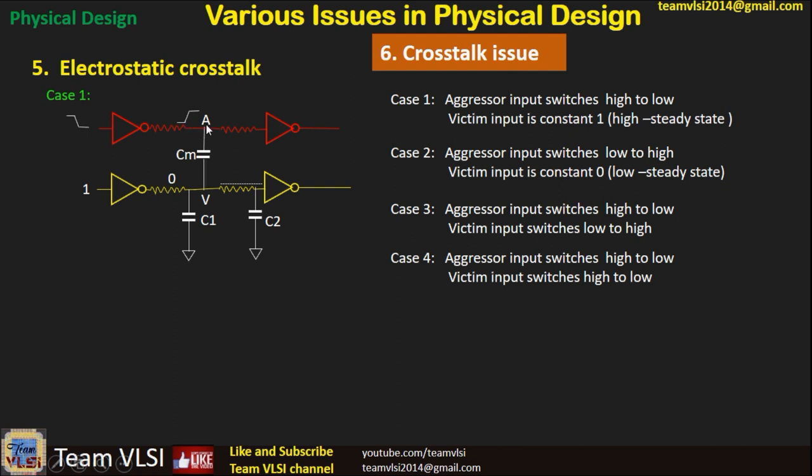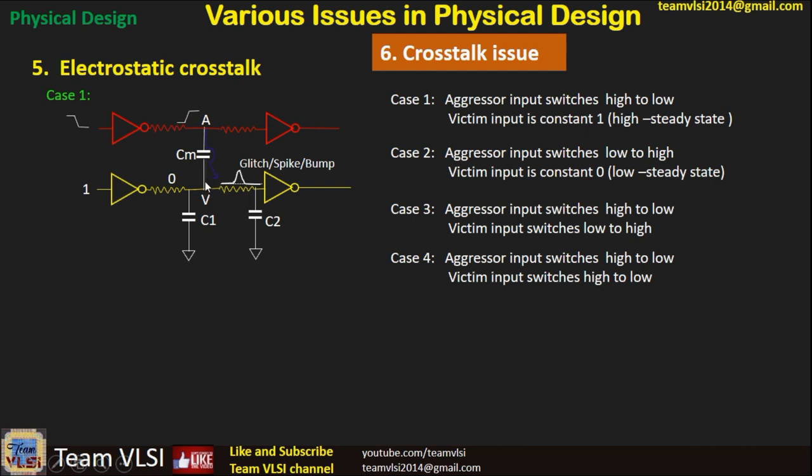As this node is switching from low to high, it will start charging, and this capacitor will start charging. This capacitor will act as a leaky capacitor, and some charge will transfer to this victim's node. So what will happen? It will create some rise in voltage of this node. So as it charges, this point will see a spike or a glitch like this. So this is called a glitch or a spike or bump.